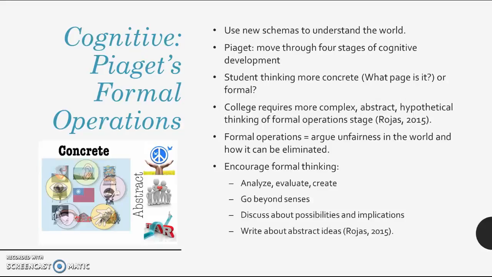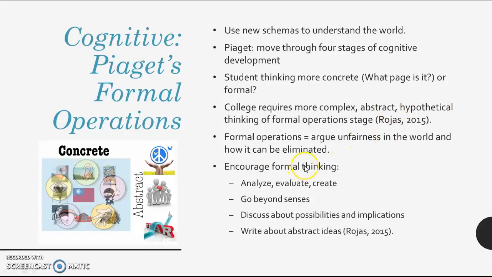Use the information to go beyond what is a definition and be able to make connections, be able to think abstractly, come up with your own hypotheses and things of that sort. So formal operations, a student needs to be in formal operations to be able to argue and think about how unfair the world is and how this unfairness can be eliminated. So fair, just, those type of things and those type of discussions are really abstract thinking. They require abstract thinking, hypothetical thinking.